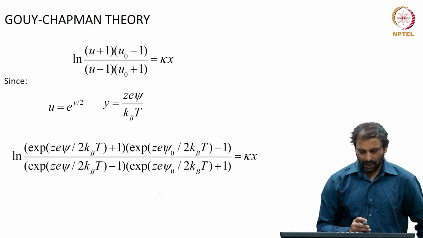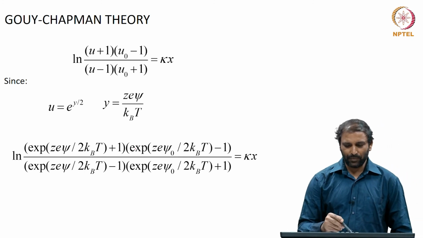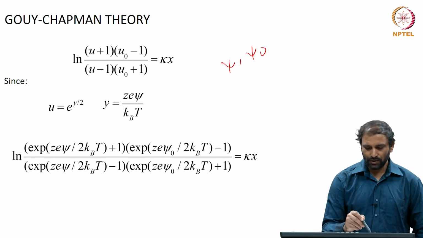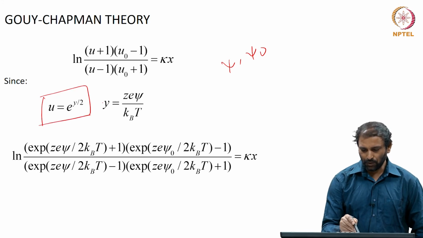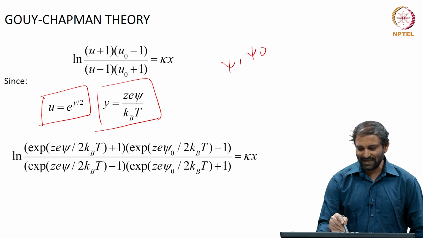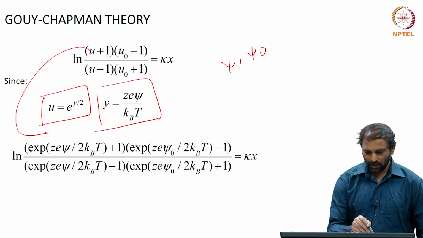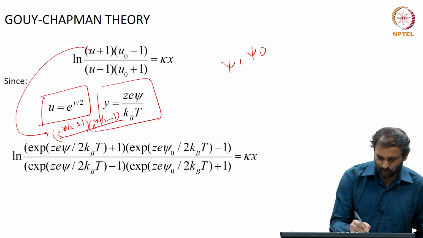And so, of course, we would have to obtain an expression in terms of psi and psi naught, right. Therefore, we are going to again substitute back. Because u is e power y by 2 and y is z e psi divided by kBT, I can write this u as e power y by 2 plus 1 times e power y naught by 2 minus 1, whole divided by... So, maybe let me just do a better job.